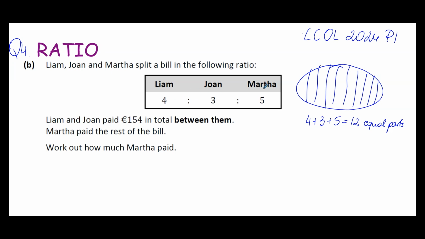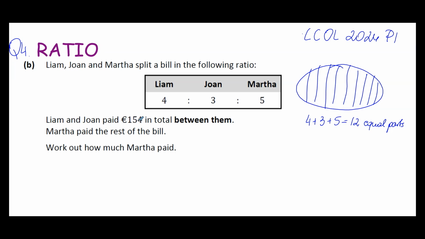So always when you are looking at ratio, that's what you have to understand. That means we divided everything in 12 equal parts. Liam got 4 of those equal parts, Joan got 3 and Martha got 5. Okay, so let's see what we have to do.